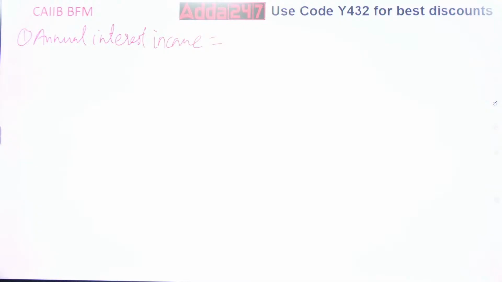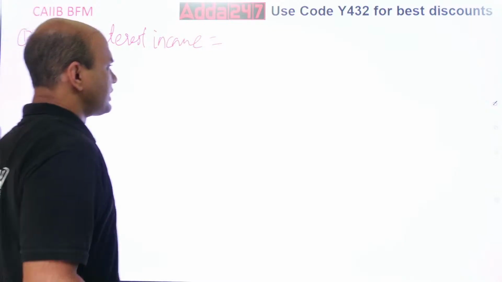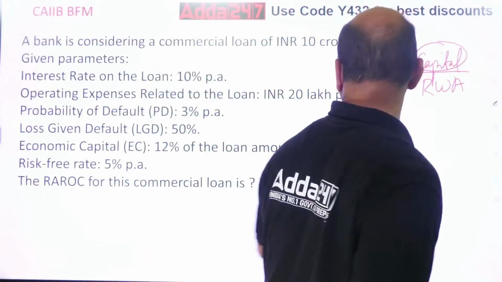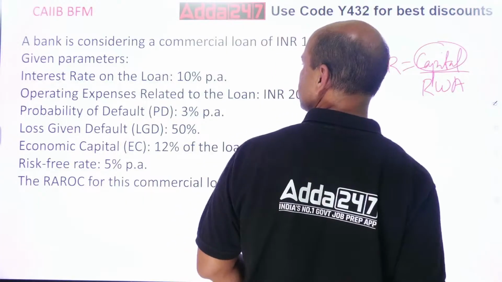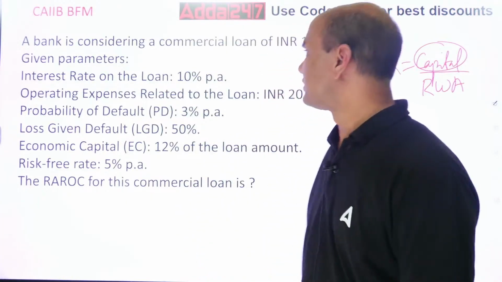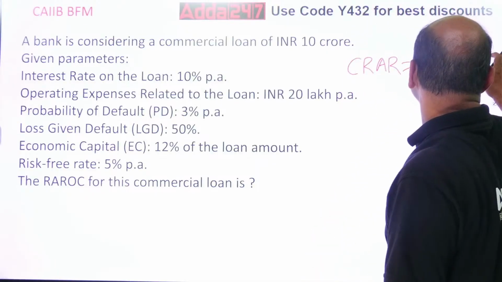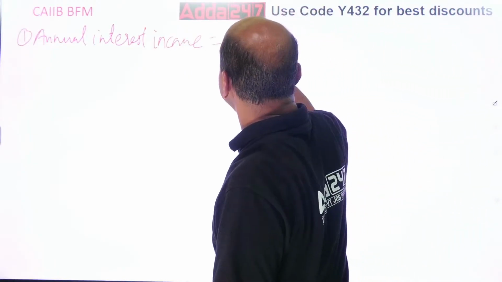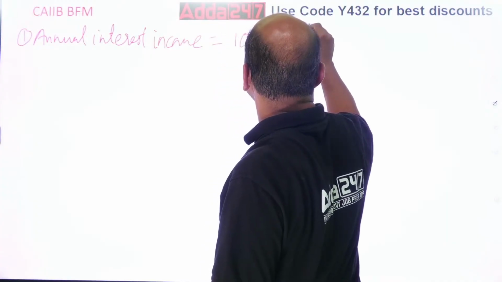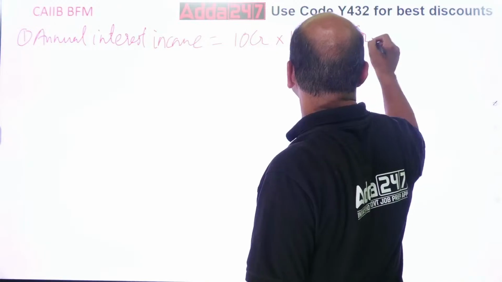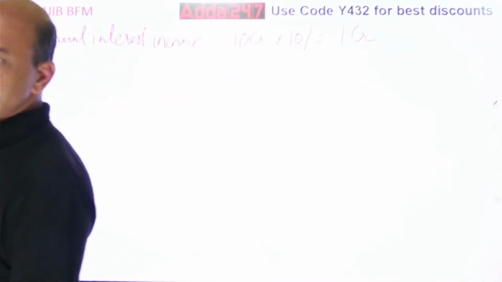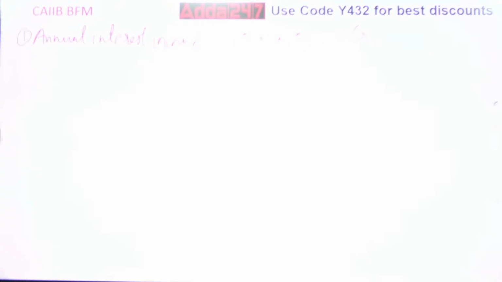What are you getting? 10 crores and 10%, so it is 1 crore. Probability of default is 3%. Everything is given to you. PD is given. So that is equal to 10 crores into 10%, which is equal to 1 CR. 1 CR is my annual interest income. Got it, everyone?